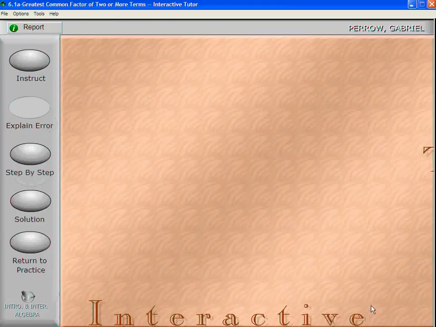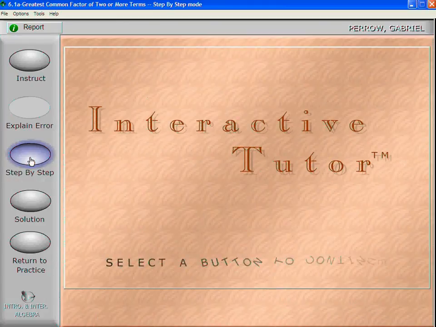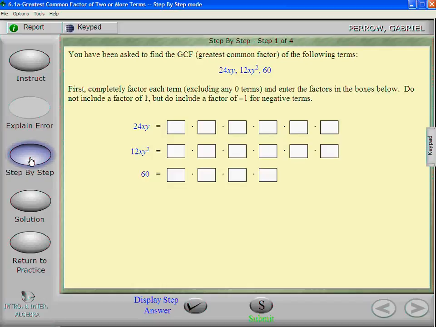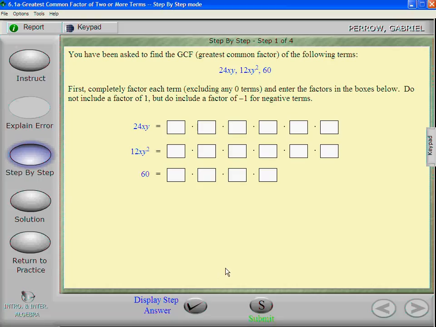But what the tutor mode will show you is basically that you can take each of these values and break them down into their prime factorization. And what that means is if you take 24 and imagine doing a little factor tree. In fact, what I'll do is I'll stop the video for a second and create a little factor tree for you. Okay, we're looking at the example that has 24xy, 12xy squared, and 60.